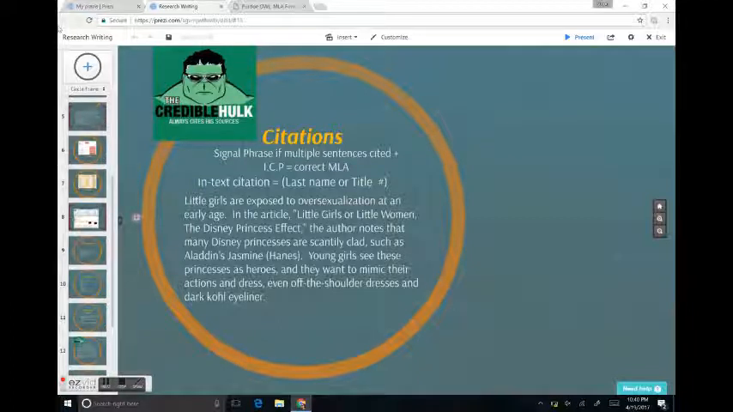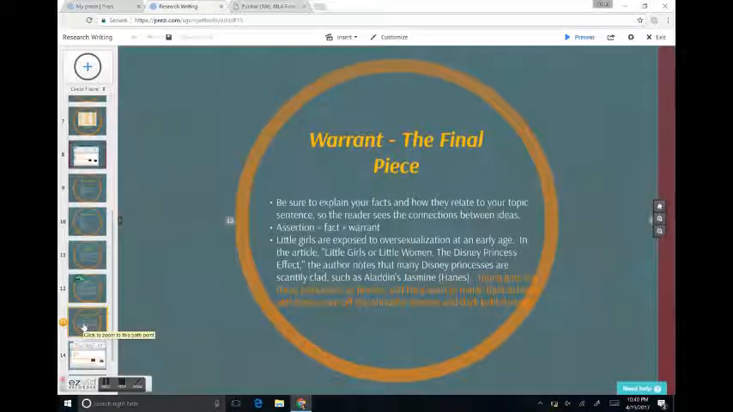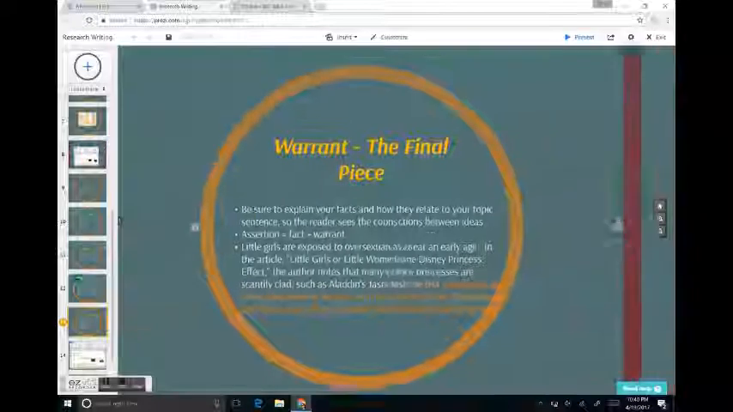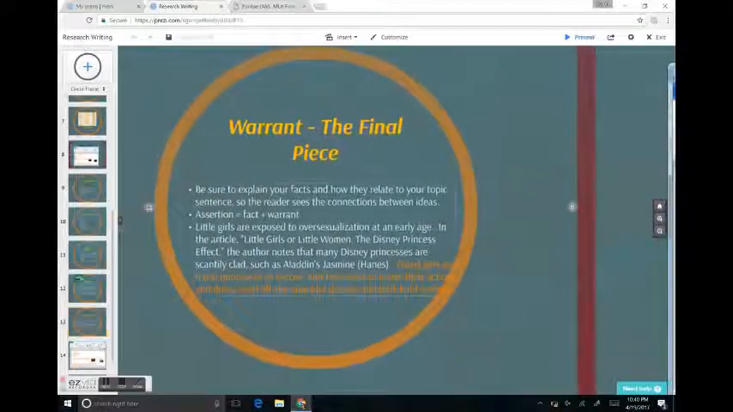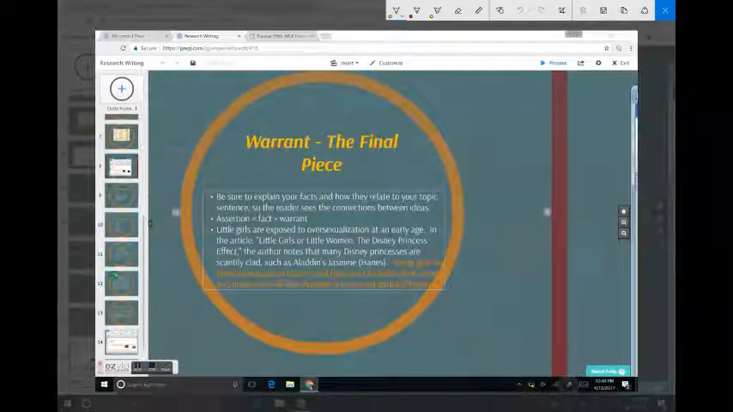There's one last thing we need to add to all of this, and that's what I was talking about before, and that is the idea of a warrant. So here's what I mean by this. The idea with the warrant is that you want to explain how your facts and your topic sentences go together. So you have this topic sentence, right? And then you give all these facts. The problem is you need to show how they're connected together.